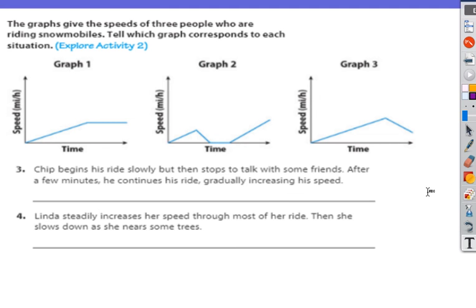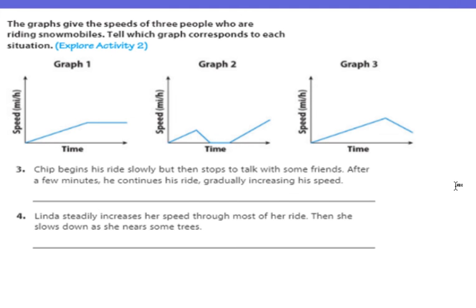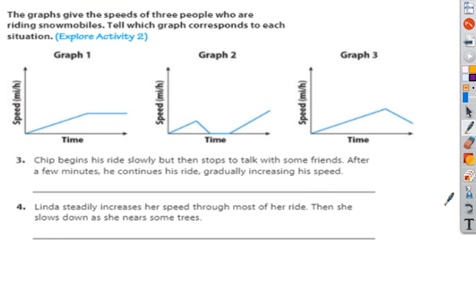So here is some more matching. The graph shows the speed of 3 people who are riding snowmobiles. Tell which graph corresponds to each situation. So we've got graph 1, graph 2, graph 3. Remember, a flat spot means that there's no rate of change. It's like a 0, no rate. And then remember, down means it's a decrease, so a negative rate of change, and an increase is a positive rate of change.